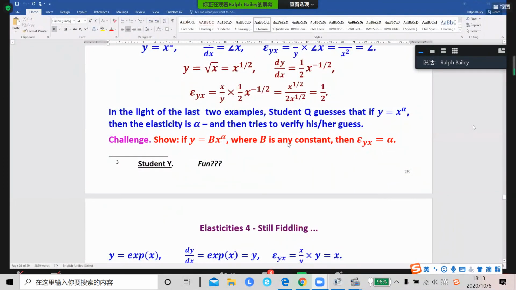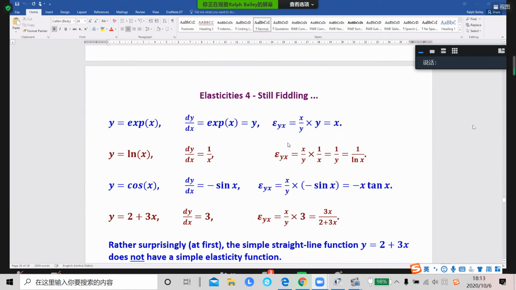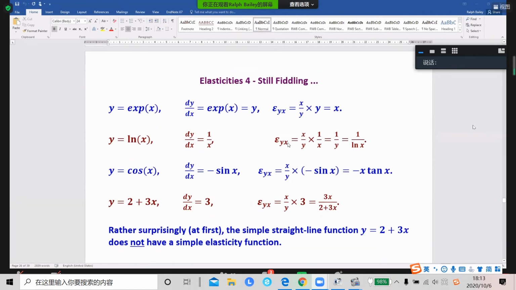And here are some more examples. So you try those out for yourself. Let's see if there are any that are particularly eye-catching. What catches my eye most probably is the one at the bottom. So y is a simple straight line function. You might expect it to have a simple elasticity, but it's only simple from the point of view of differentiation and increase. It's not quite so simple from the point of view of proportionate change. And that's why the formula does not come out to be simple.